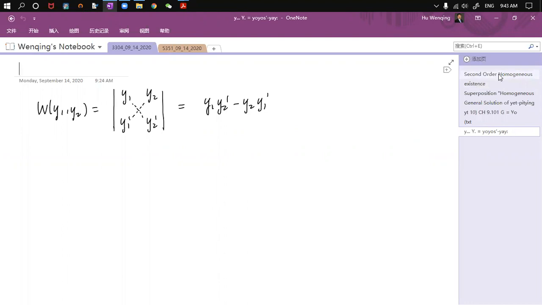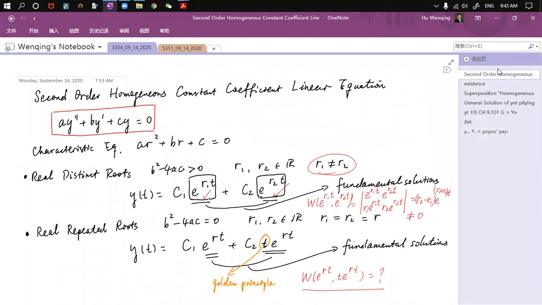Now, once this theory is built, we should come back to our story about second order homogeneous constant coefficient linear equations, right? So we should come back to this theory about these equations. Namely, in order to find a solution, now we understand that if A is not equal to 0, you can always turn the equation in standard form. So that's not a problem at all.